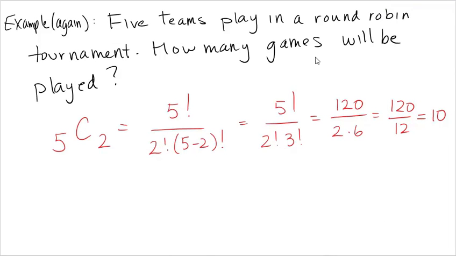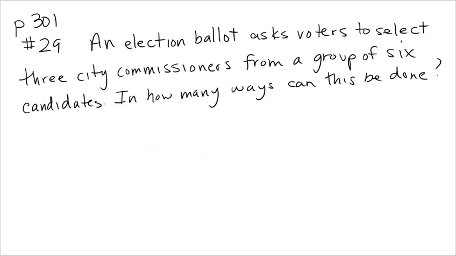So from here on out, I'm going to use the calculator. I don't want you to do it this way. You're welcome to, you're allowed to, but I prefer that you use the calculator. What I really want you to focus on is distinguishing between combinations, permutations, and fundamental counting principle problems, and then approaching it with the calculator in the easiest way for you. The examples from the textbook come from page 301. We're going to start with problem number 29.